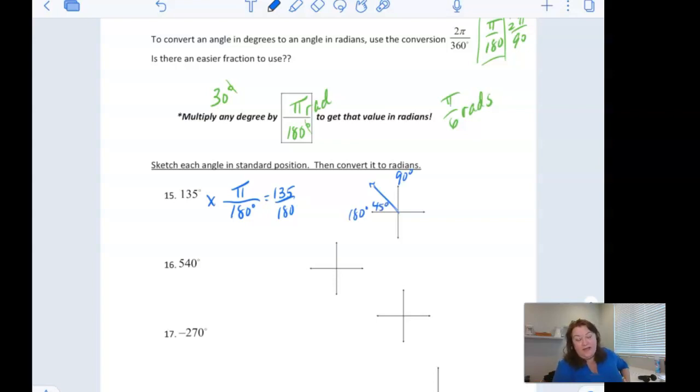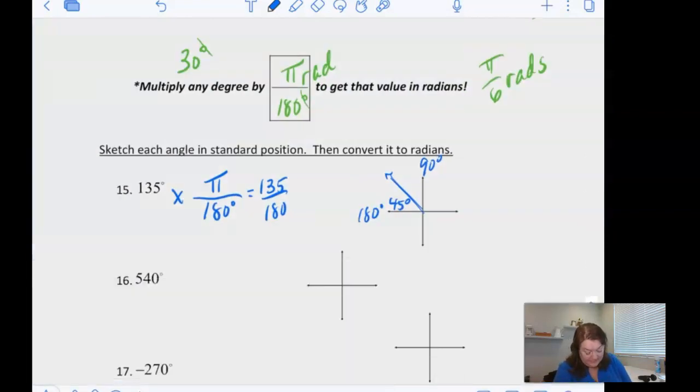Okay, 45s, right? I know I could get 2 of them in here. So these are going to be pi over 4s. So this is going to be 3 pi over 4. And that's just visually going, I know that's a 45, that's a 45, that's a 45, that's a 45. It takes 4 of those slices to get to 180. So this should be 3 pi over 4.